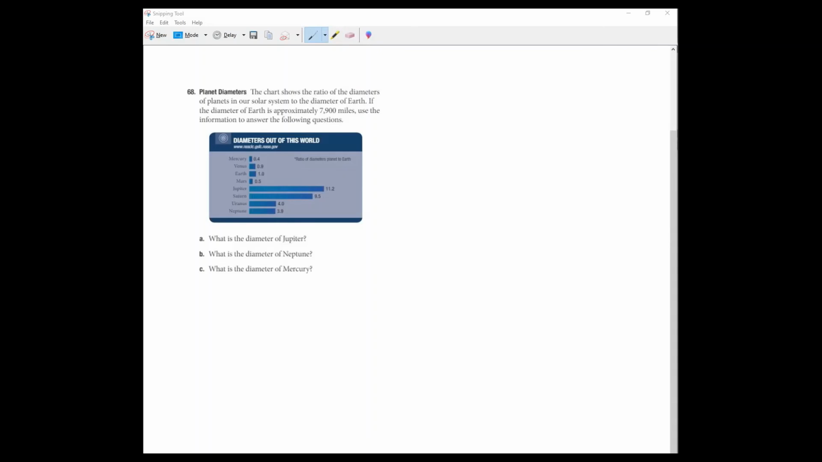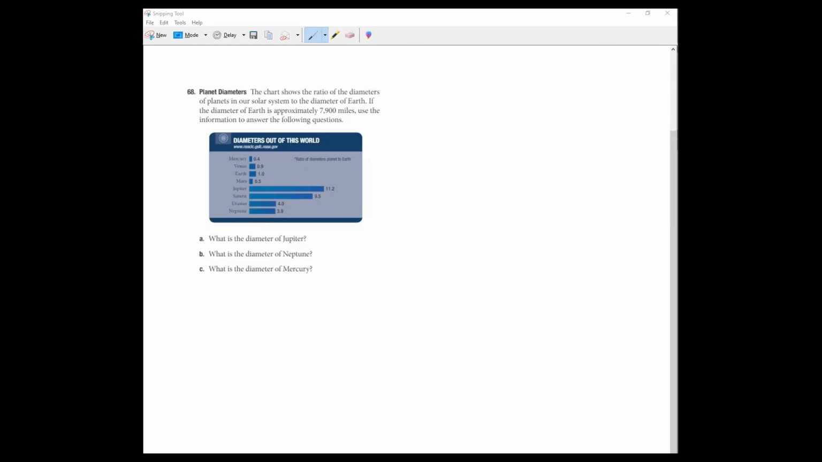So in this case, the way the question reads, the chart shows the ratio of the diameters of planets in our solar system to the diameter of Earth. If the diameter of Earth is approximately 7,900 miles, use the information to answer the following questions. So the first thing that I want to point out is the order of the words in the sentence.